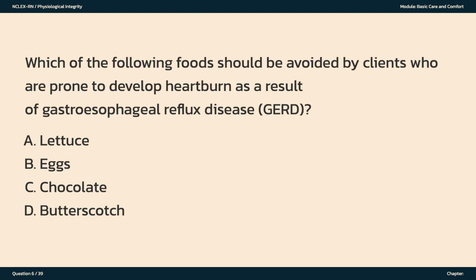Which of the following foods should be avoided by clients who are prone to develop heartburn as a result of gastroesophageal reflux disease, GERD? A. Lettuce. B. Eggs. C. Chocolate. D. Butterscotch.